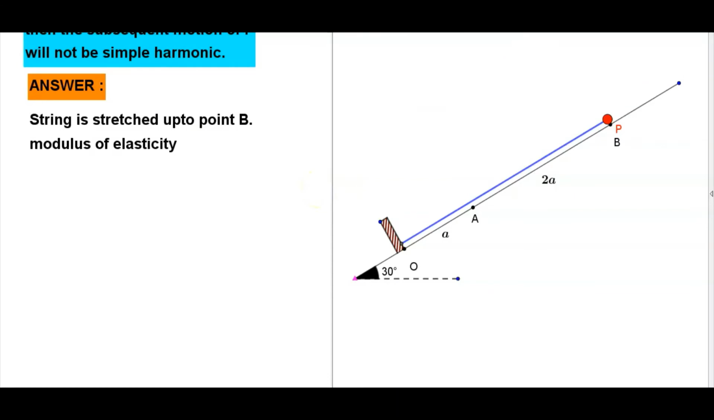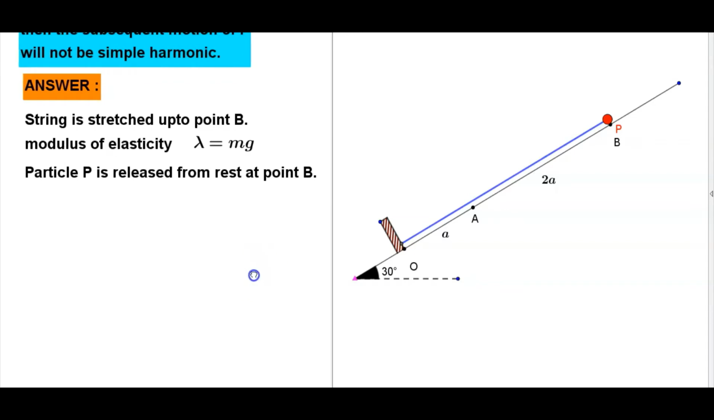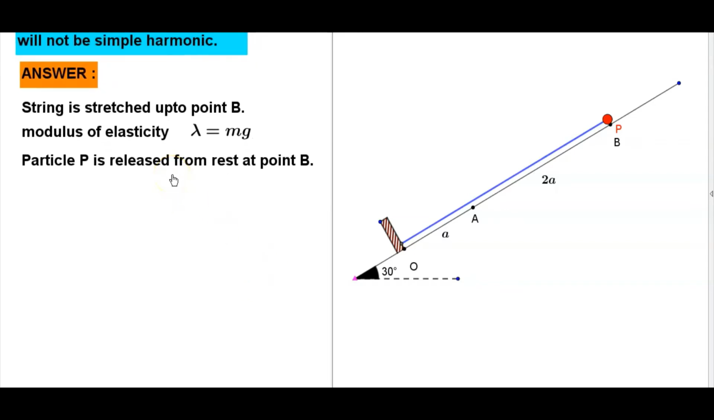Modulus of elasticity lambda is equal to mg. Particle P is released from rest at point B. So now watch the motion. Natural length a, therefore until it comes to A the string is stretched, then here the string will get slack. The string becomes slack here, and the particle will slide.